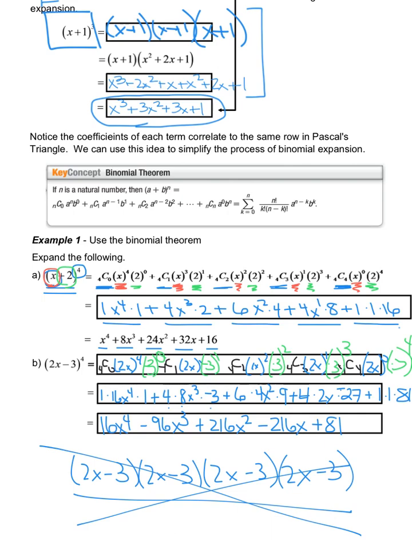All right? Other than that, I think that's it. So look it over, practice, and then we're going to look at a few examples using the binomial theorem next.